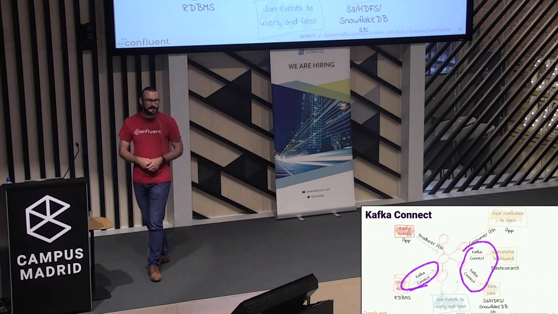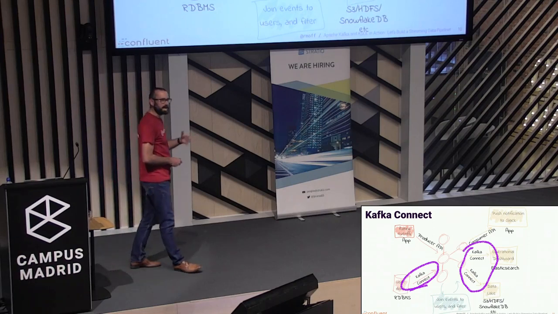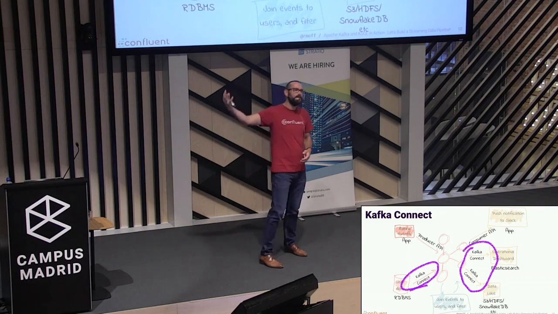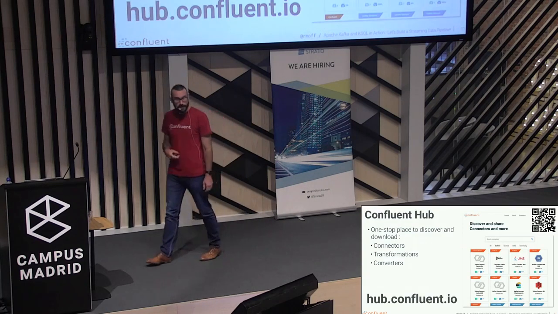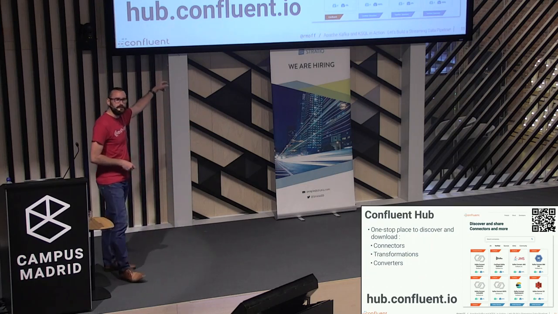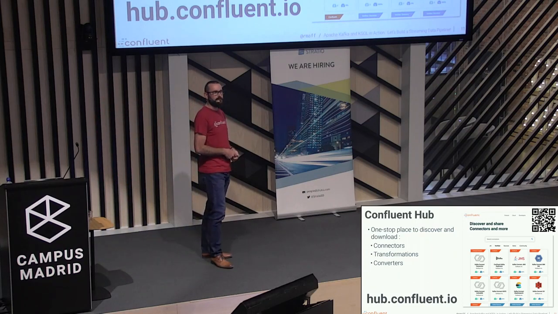And then you can also take data from a Kafka topic and stream it out to a target. Maybe it's Elasticsearch, maybe it's a database, maybe it's S3, maybe it's wherever you want. And there's hundreds of different connectors that you can get, from Confluent Hub. So you go to hub.confluent.io, search for the technology you're interested in, download the connector, and off you go.